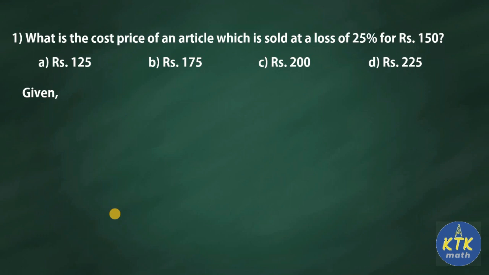Selling price is given, so selling price is rupees 150 and the loss percentage is 25%. So make sure that loss is not given in terms of amount; loss is given in terms of percentage only.